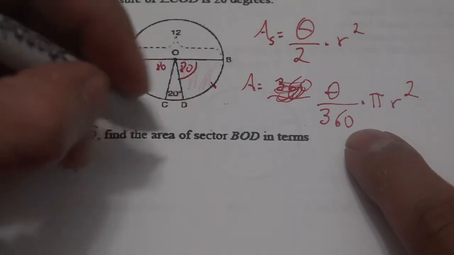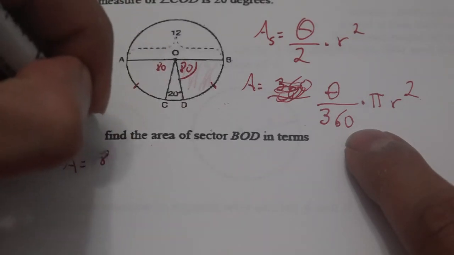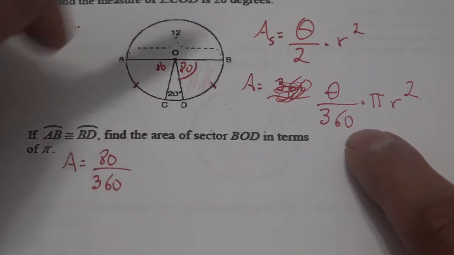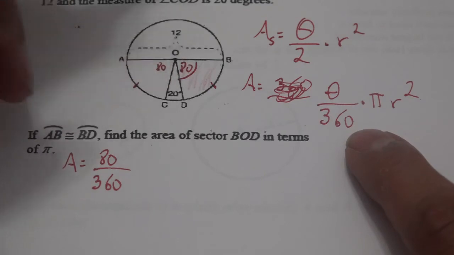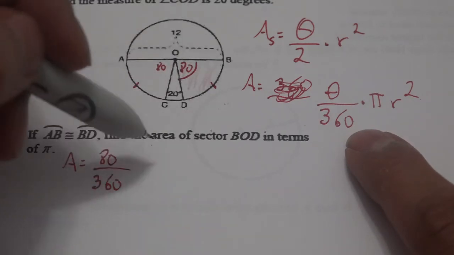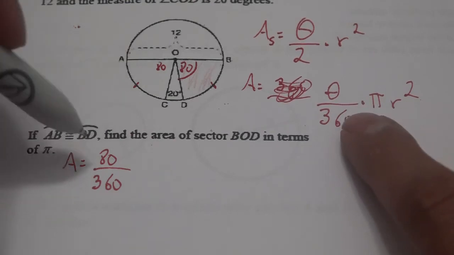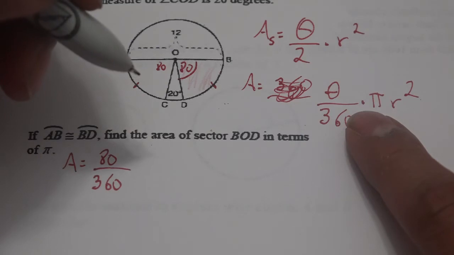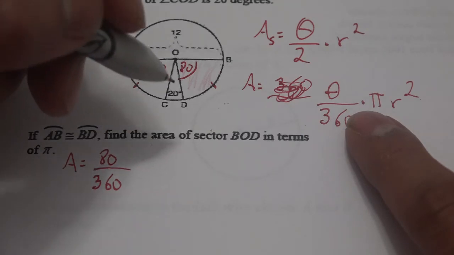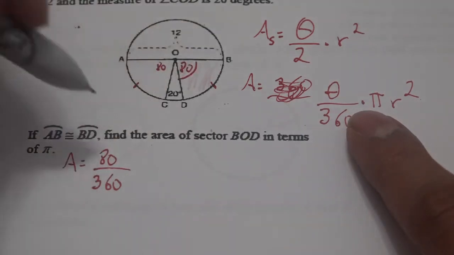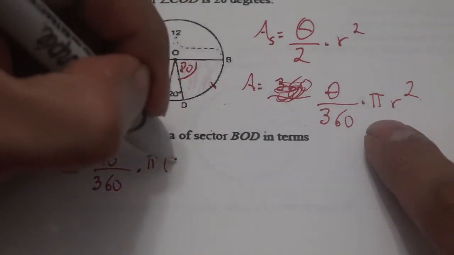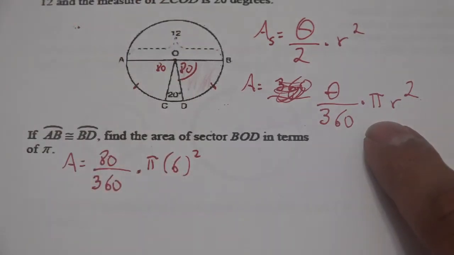Area of the sector is equal to the angle, which is 80 degrees, over 360. In other words, any part of the circle is but a fraction of the whole 360 degrees. Just like when you eat a slice of pizza, if you ate 2 slices, you ate 2 out of 8, 2 out of the whole thing. So 80 over 360 times pi, and then the radius squared. Let's figure out what that is.